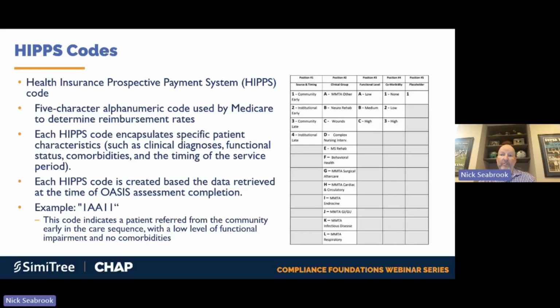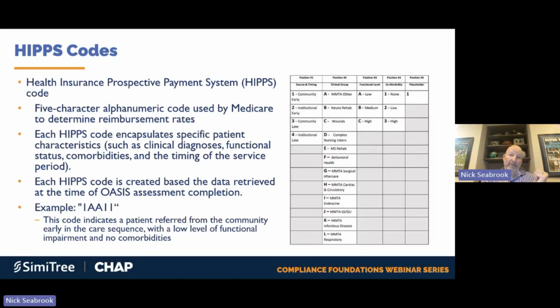And then the 3rd position would be that functional level. Again, the low, medium, high. You're ranked there as either an A, B, or C, depending on your score for functional level. The 4th position is the comorbidity adjustment. You're either going to be a 1, 2, or 3 based on none, low, or high. And then the 5th position is just a placeholder.